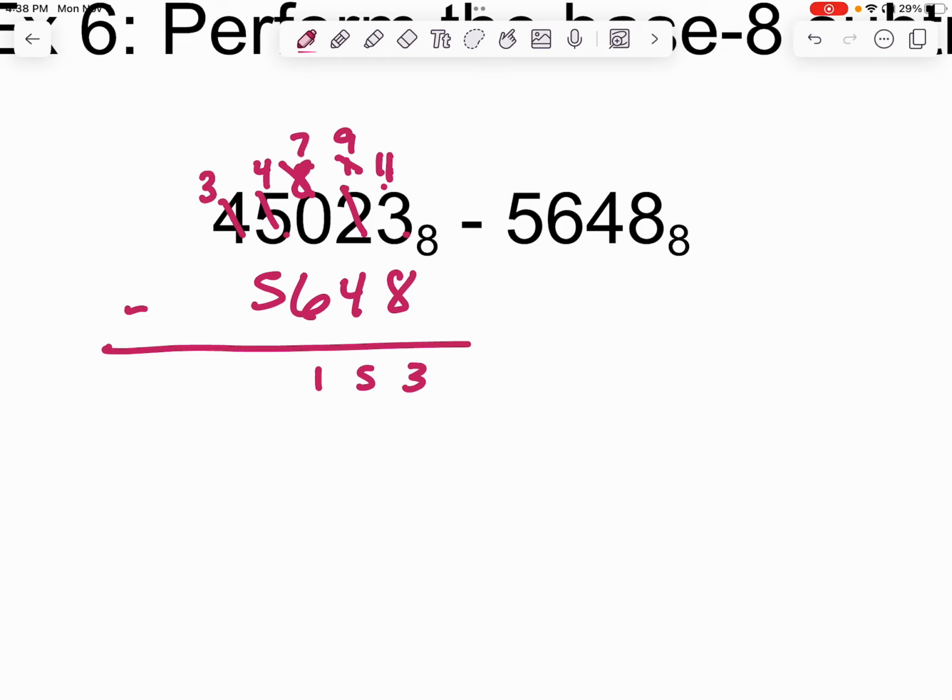Here I have to borrow again. I add 8 to the 4, giving me 12. So I have 37153 base 8.